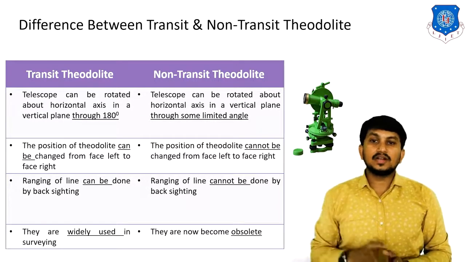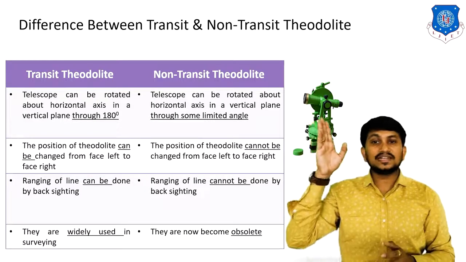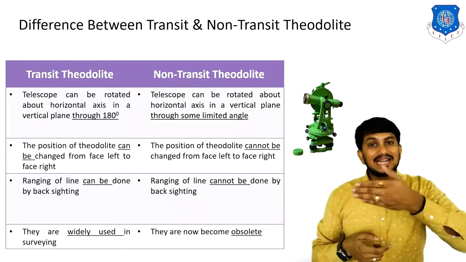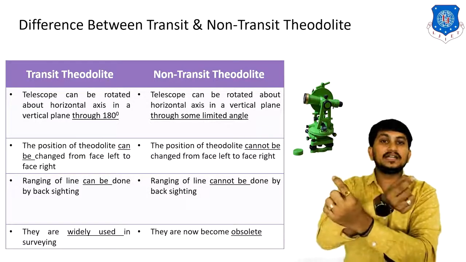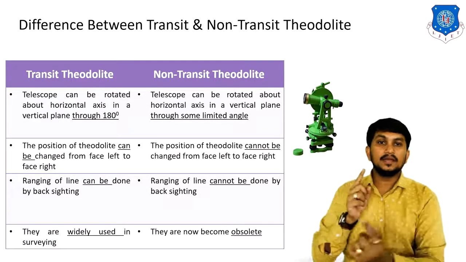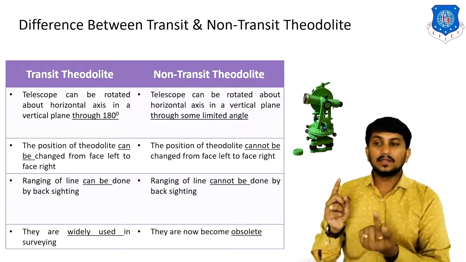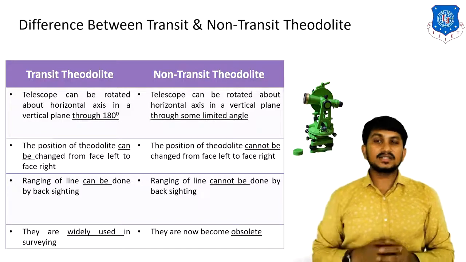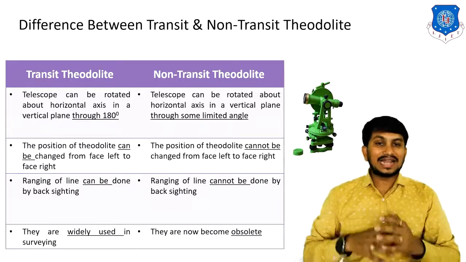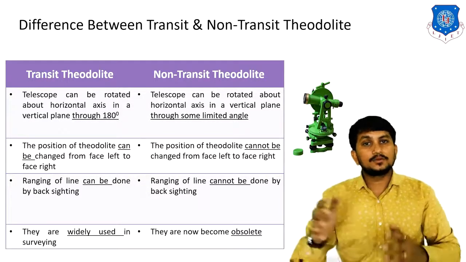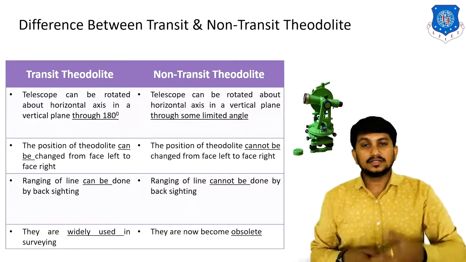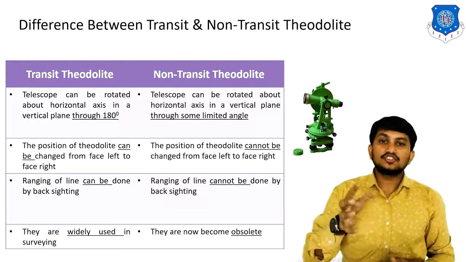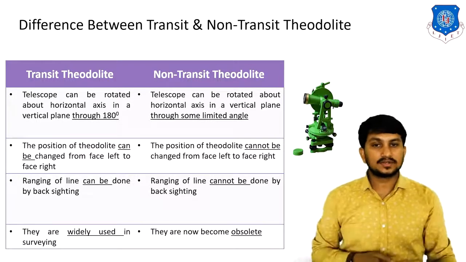In transit theodolite, the position of theodolite can be changed from face left condition to face right condition because the telescope can be rotated through 180 degrees, and it is also rotated in horizontal plane like this by clamp screws. In non-transit theodolite, the position of theodolite cannot be changed from face left to face right condition because the telescope cannot be rotated 180 degree like this. So it cannot be changed from face left to face right condition.